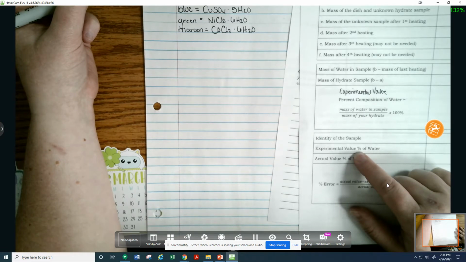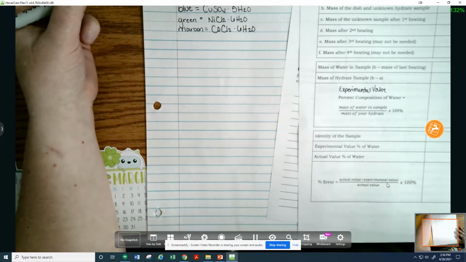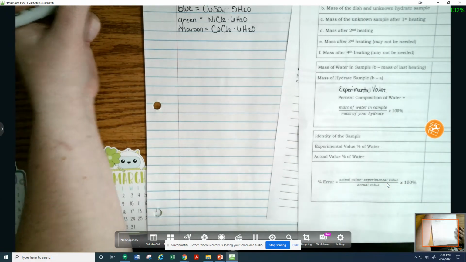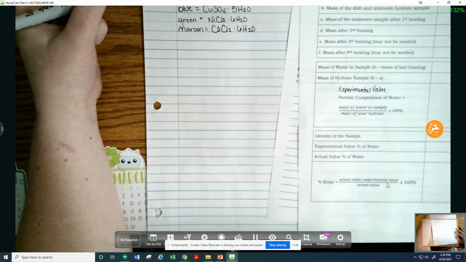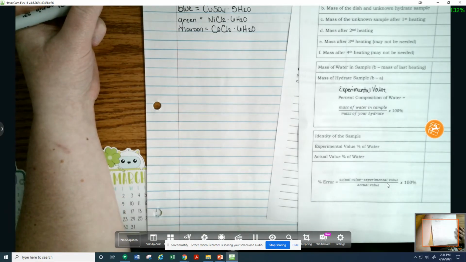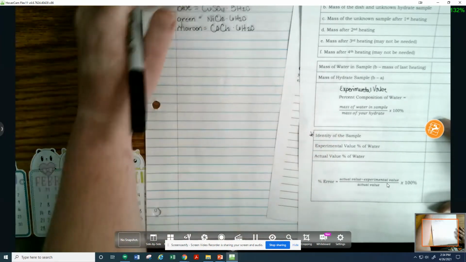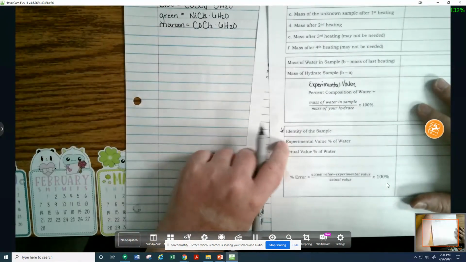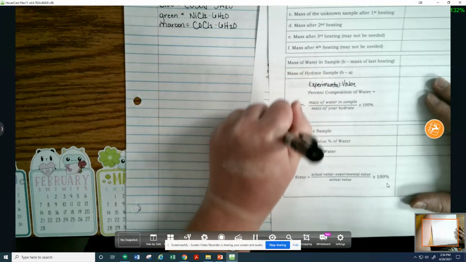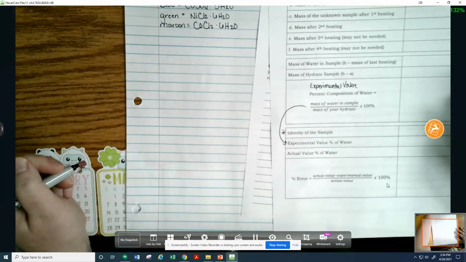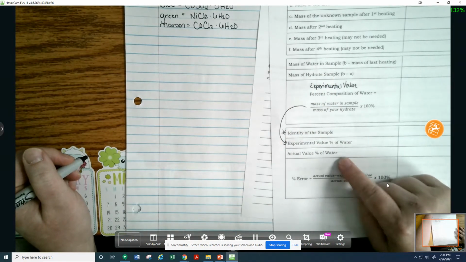So again, you need a couple of things, and we're going to look at how accurate you were in your experiment, based on what you calculated your percent water to be versus what it should have been. So the identity of the sample is based on the color of the salt here. Your experimental value is from right here, figuring out what percentage of your water. And where do you get your actual from? That's how much it should have based on the formula.